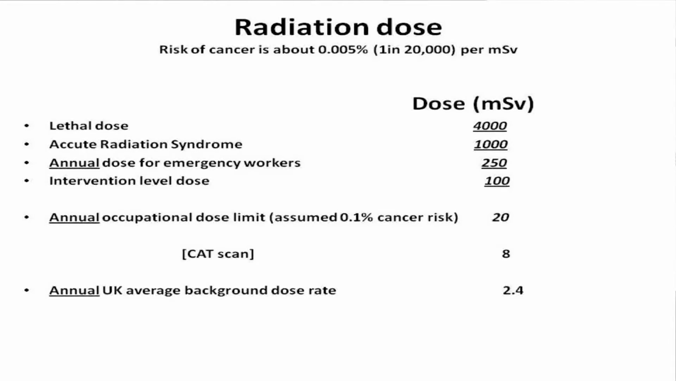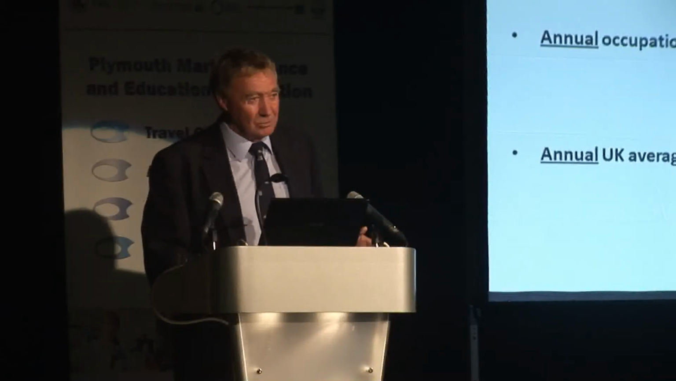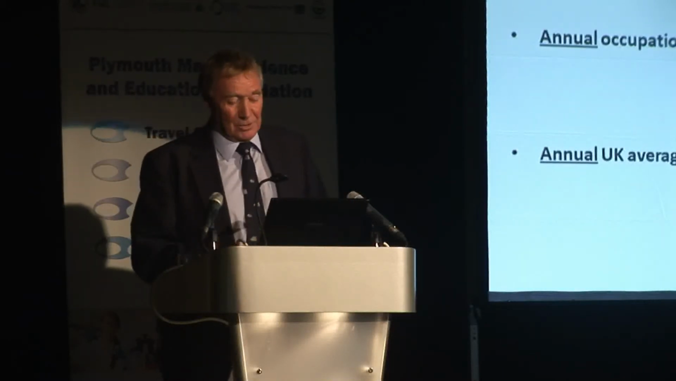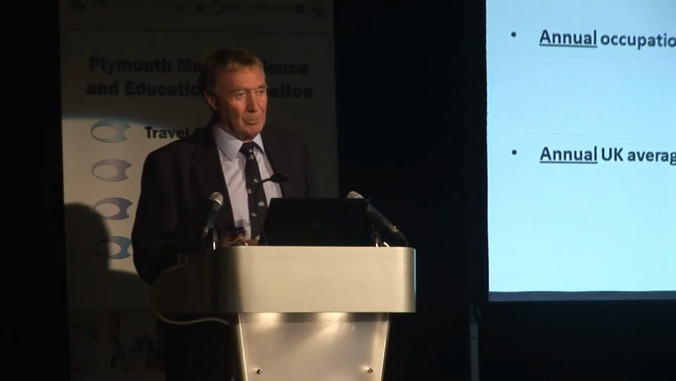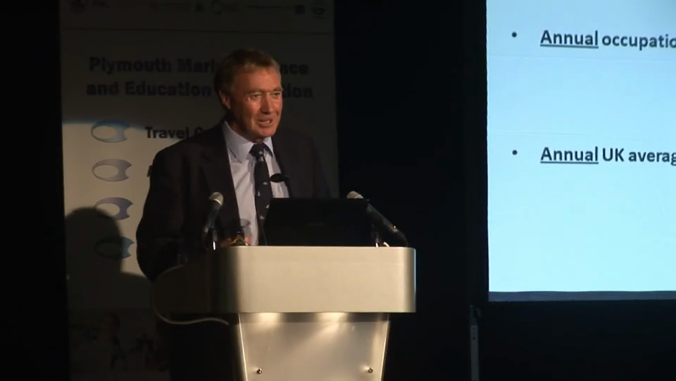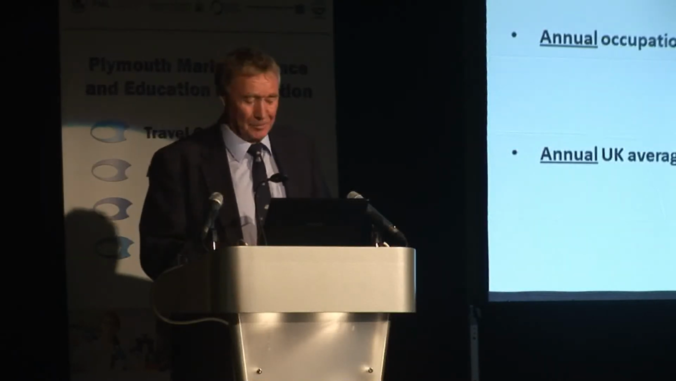If you're working in the nuclear industry in the UK, your annual occupational dose would be about 20 millisieverts maximum. You'd be lucky to find anybody who gets 2, but in theory you could go up to about 20. And at that level, you've got an assumed cancer risk of about 0.1%. Bear in mind, you've got a cancer risk of about 33% anyway, so this is additional to that. So you've gone from 33 to 33.1, not a lot.